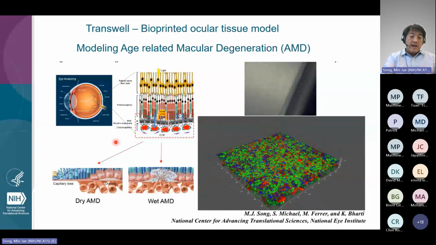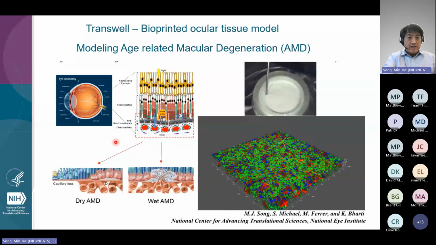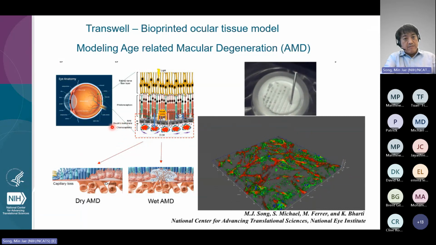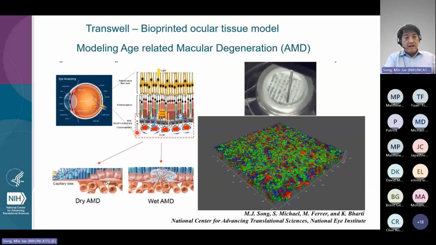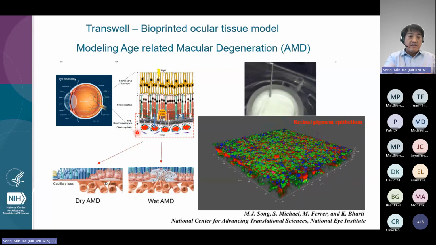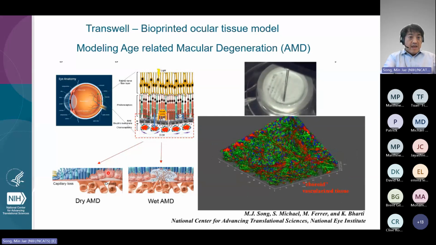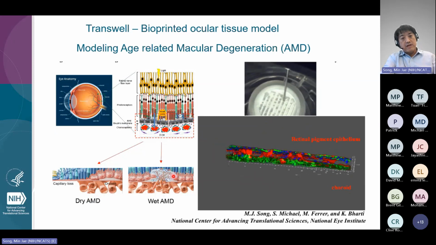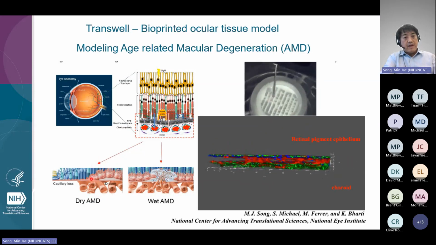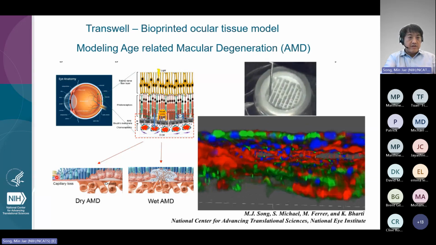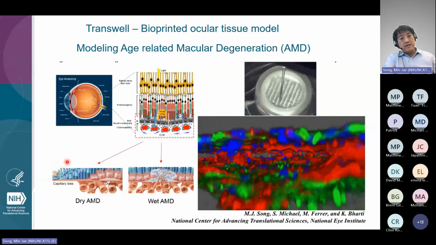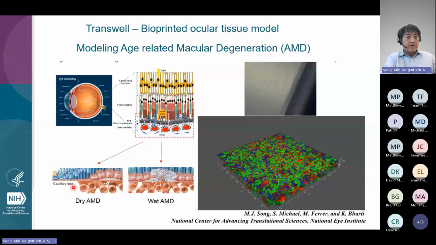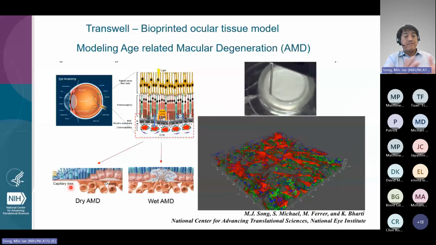To model age-related macular degeneration, we model this outer blood-retina barrier, which is composed of the RPE, the Bruch's membrane, and the choroid, which contains highly vascularized tissue. There are two different kinds of AMD: the first one is the dry form AMD, and the second one is the wet form AMD. In dry AMD, the degeneration of the RPE causes cell death of the photoreceptors, and the degeneration of the choroid causes irreversible vision loss.